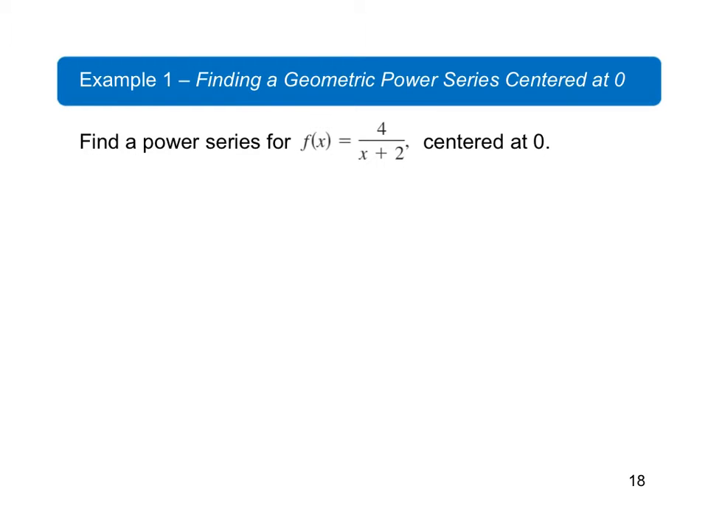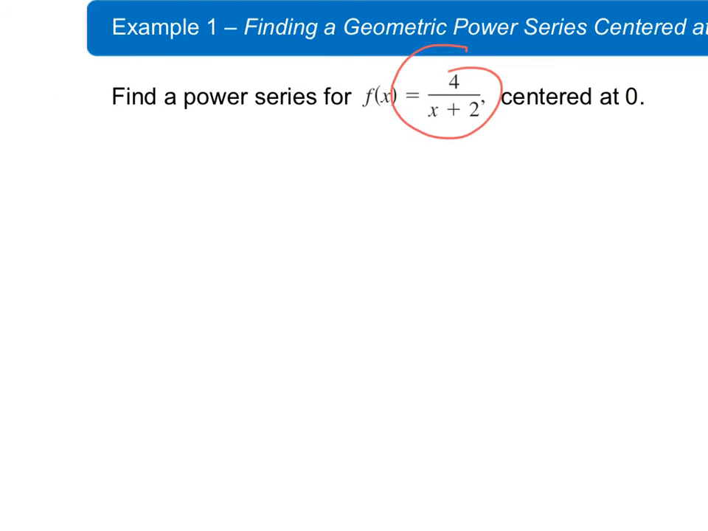Find a geometric power series centered at 0. Okay, that's easier. When it's centered at 0, you don't have as many manipulations. We're using 4 over x plus 2. Now remember what we want. We want to create the a sub, he called it just a, but it's actually a sub 0. It's the first term, over, or a sub 1, depends on what you're counting by, 1 minus r.